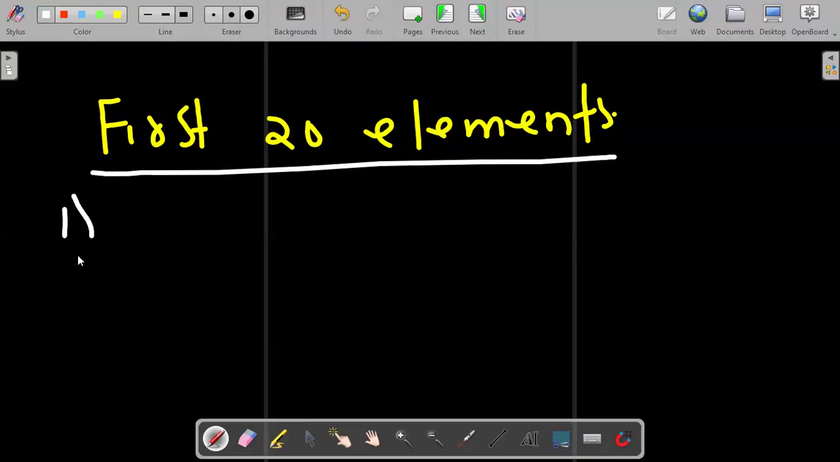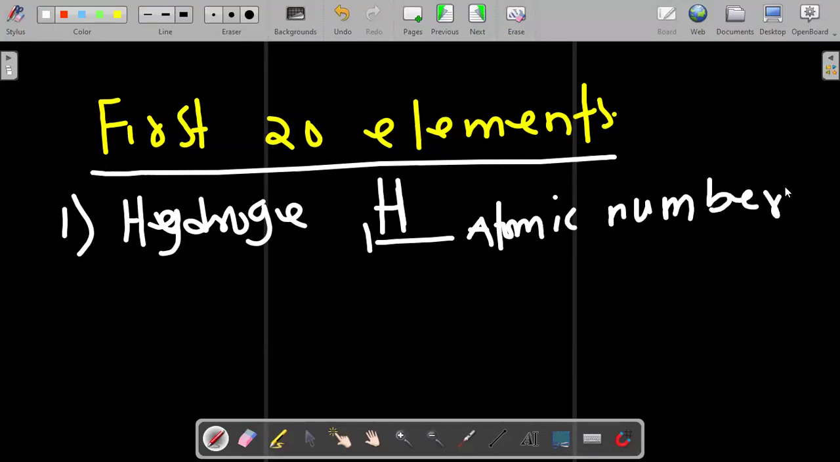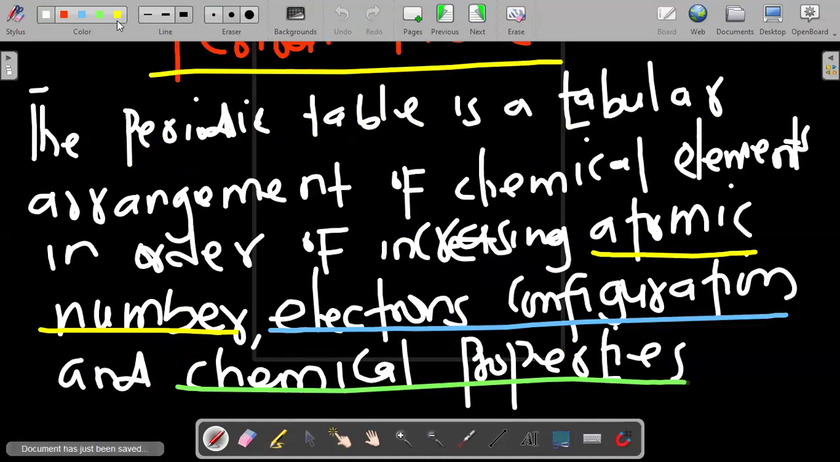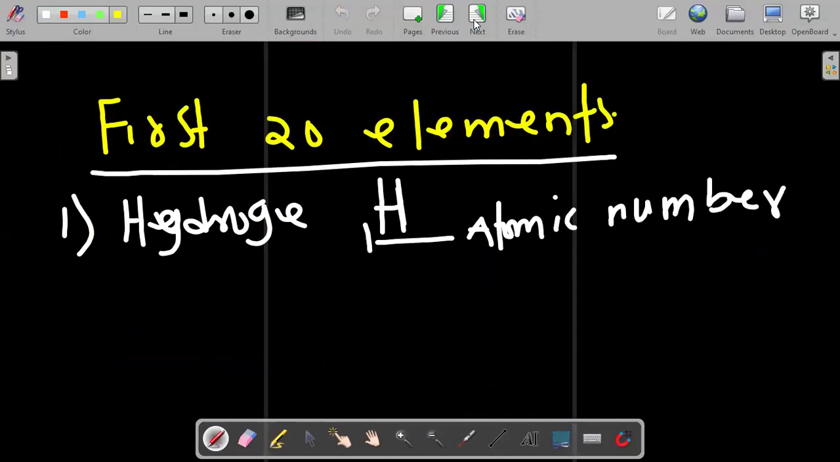The first element we call hydrogen. Hydrogen is written as 1. This one here is what we call the atomic number. Remember they mentioned it earlier when we were explaining the periodic table. Hydrogen is 1. That is the atomic number. Because hydrogen is 1, it has an atomic number of 1. That atomic number is also called the number of protons. We're still going to come to that.